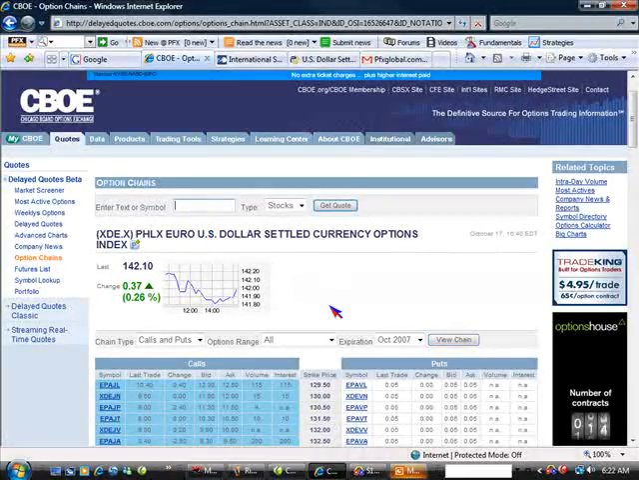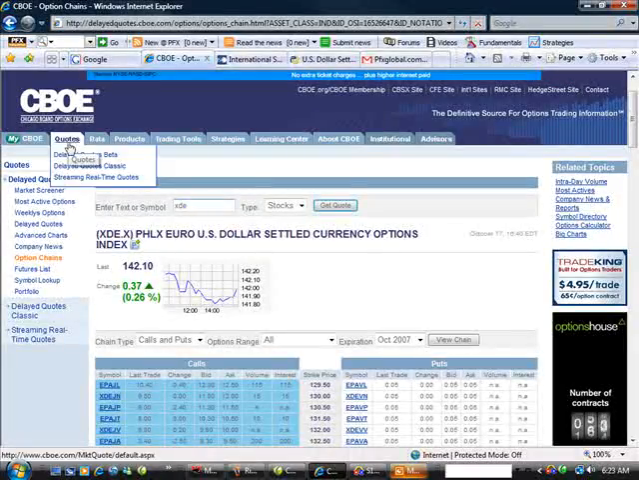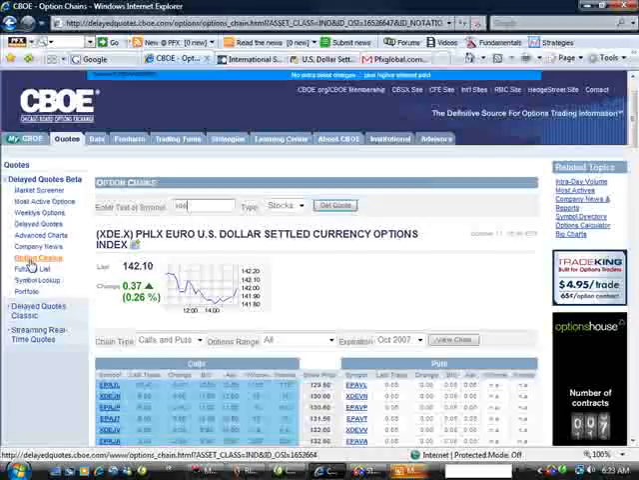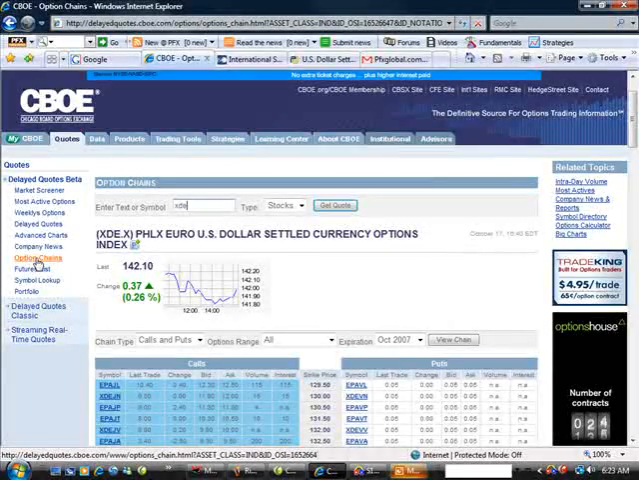Now, what I'm going to do is bring up a chain sheet for the symbol XDE. I just typed that on my screen. If you want to make a note, that is the option symbol for the Euro US dollar options, XDE. Once I click on that, let me give you a couple of tips. By the way, I'm on the quotes tab. If I click on the quotes tab, then over here on the left, you'll notice that I'm on options chains. So that's where I'm located here on CBOE.